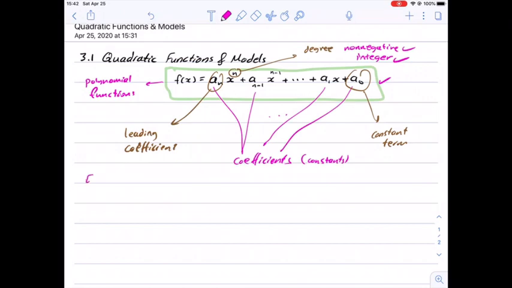Now, let's take an example. If we are given the function f of x equals x squared minus 3x, is this a polynomial? Let's check. We need to check the powers. The x with the highest power is 2, and the other power is 1 here. So the powers are non-negative integers, so we are fine. All the powers of x should be non-negative integers. So here we find that this is a polynomial.